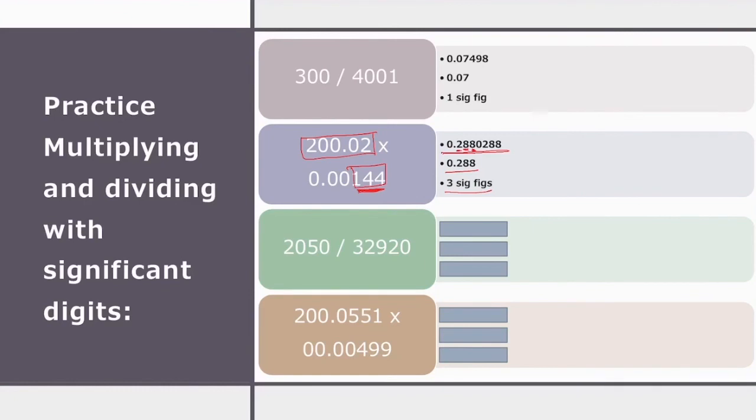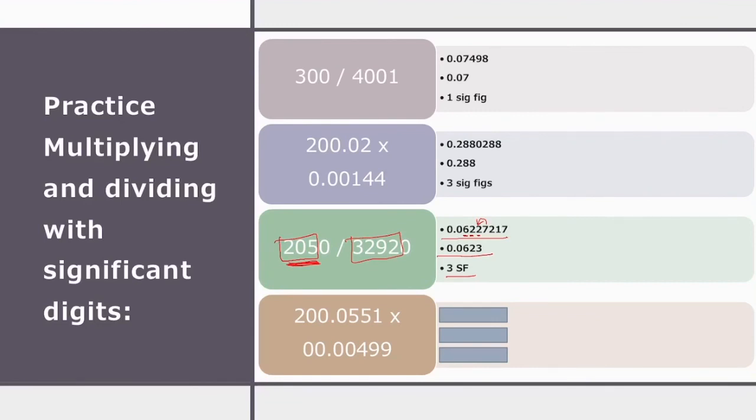All right, so let's go ahead and do this next one. We've got 2,050 divided by 32,920. Here's my calculator answer. And if I'm counting sig figs here, I have 3 here and 4 here. So I only should have 3 sig figs in my final answer. So again, I'm going to start at that first non-zero digit here and count 1, 2, 3. And since this next digit is a 7, that's going to round that 2 up to 3. And I end up with 0.0623, and that's 3 sig figs.